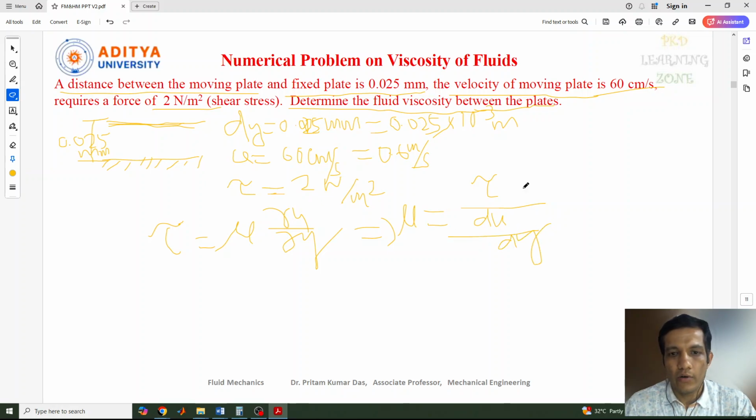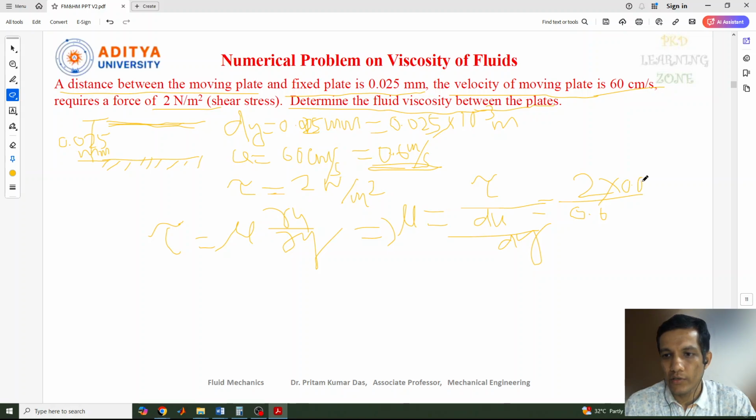Okay, so tau is already given as 2 Newton per meter square. Here, for du, you can see that the velocity, the final or moving velocity, is given as 0.6, and the initial velocity you can consider 0. So 0.6 minus 0 gives 0.6. So 0.6 is the du, and dy is 0.025 into 10 to the power minus 3. The denominator we can take to the numerator.